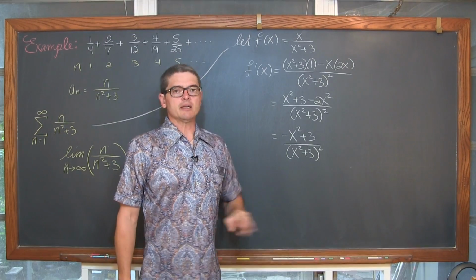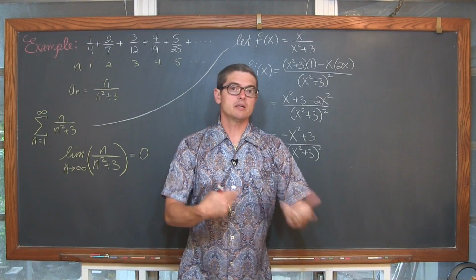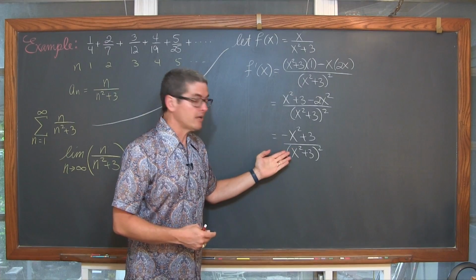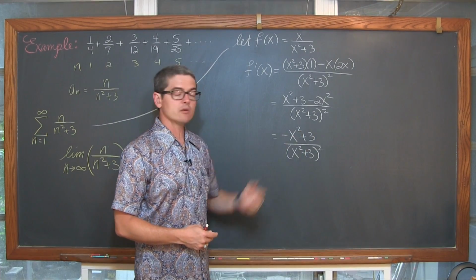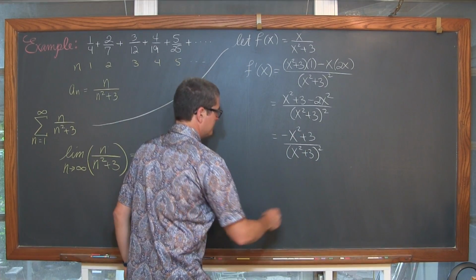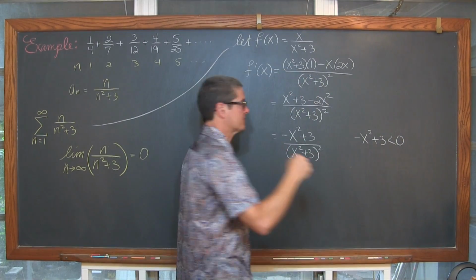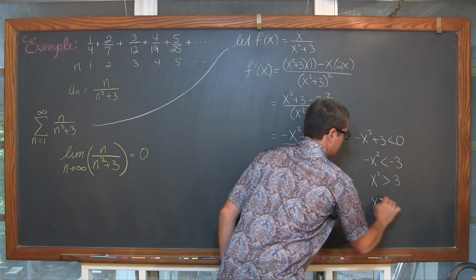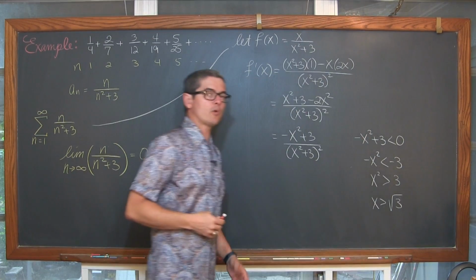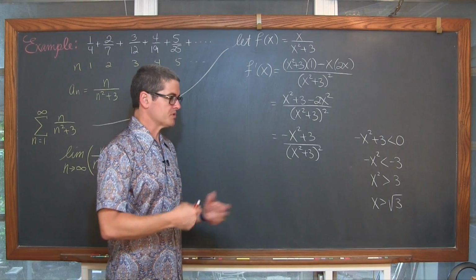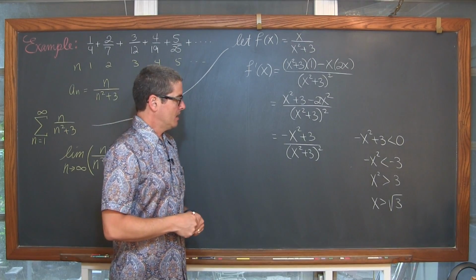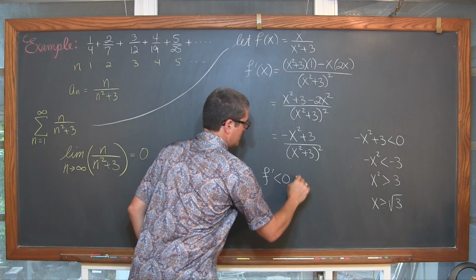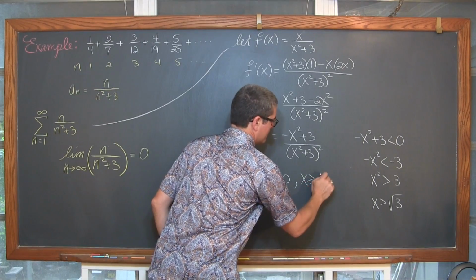Now, is the first derivative negative? Is this function monotonic decreasing or non-increasing? The denominator is always going to be positive. All we have to do is see where the numerator is going to be less than 0. Subtract both sides by 3. Divide both sides by -1. Square root. And x has to be greater than the square root of 3, which is 1 and change. So we have a derivative which is negative when x is greater than or equal to 2.